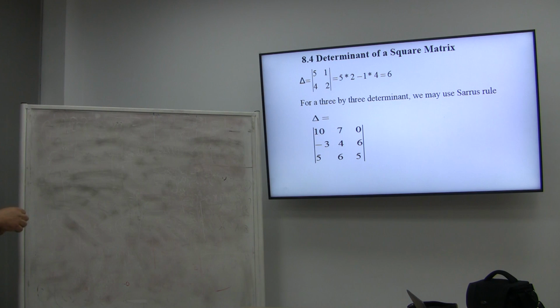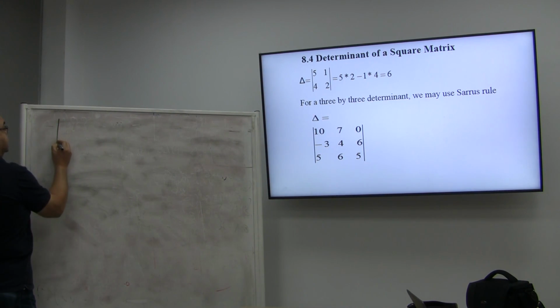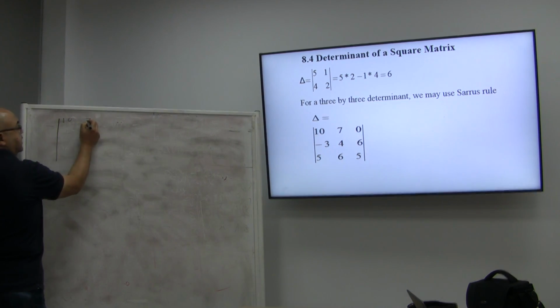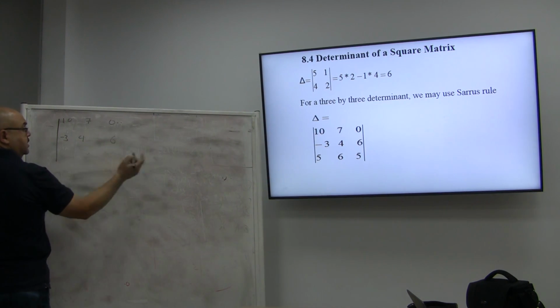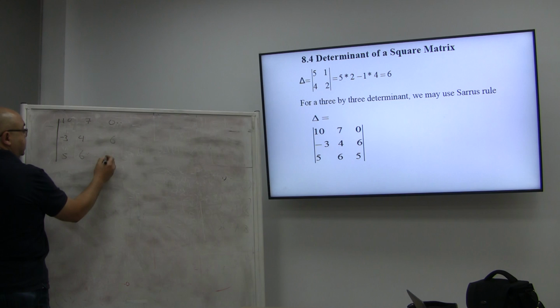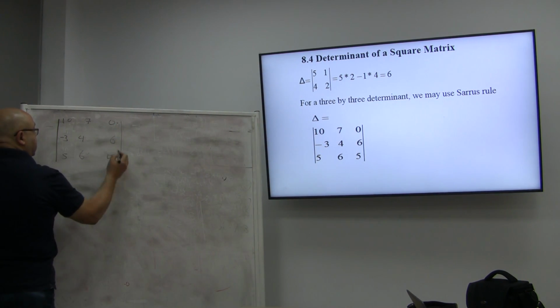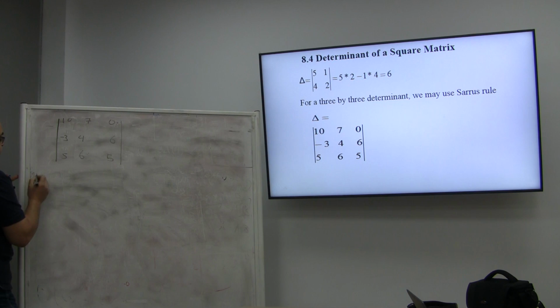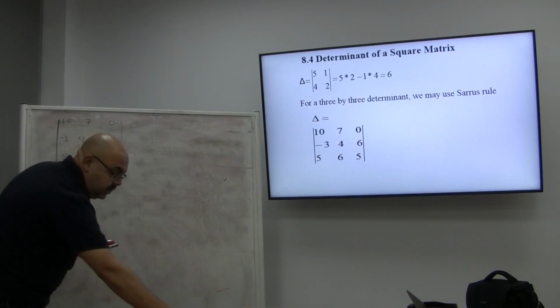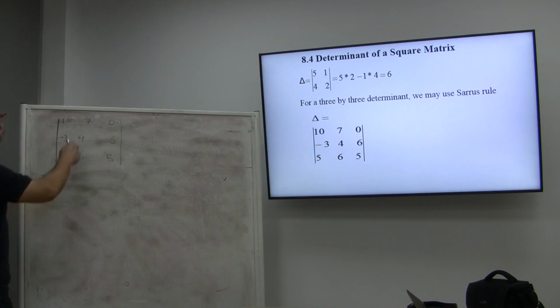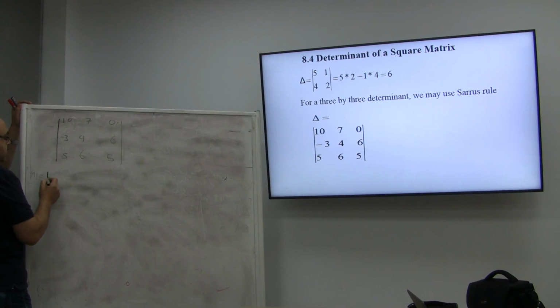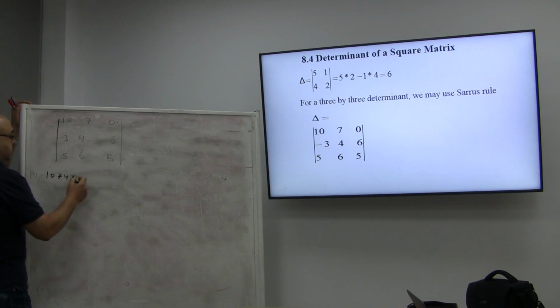Let's see for this determinant, if I want to use the Sarrus rule in order to evaluate its value. I will start with 10, 7, 0, then negative 3, 4, 6, then 5, 6, and 5. I will start with the elements of the principal diagonal: 10, 4, 5. So I will start with 10 times 4 times 5.